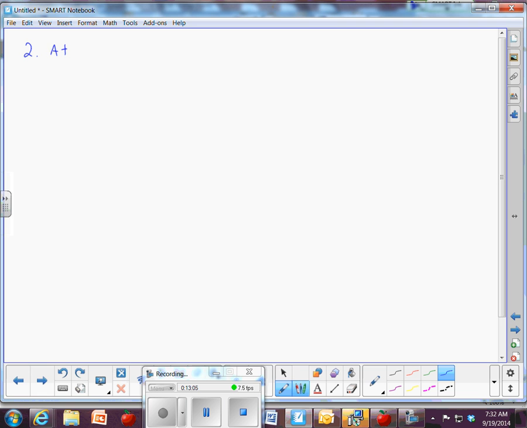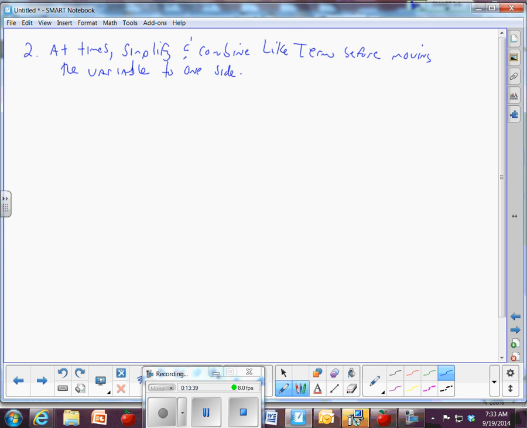At times, simplify and combine like terms before moving the variables to one side.